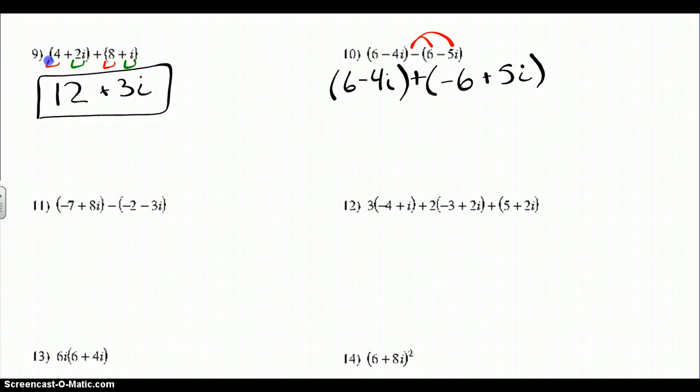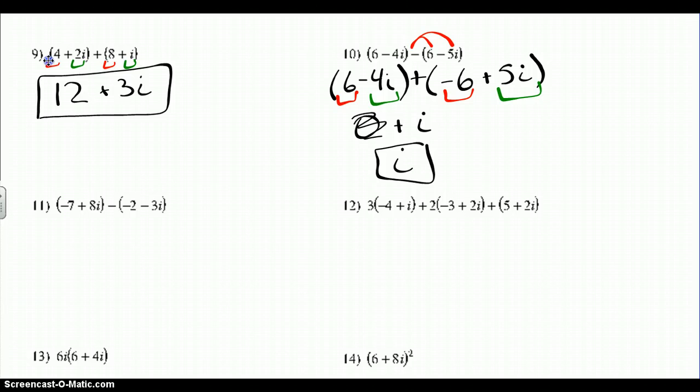Okay, so it's the same idea as the first one, but now we've made it into addition. Add my real parts. Add my imaginary parts. And 6 minus 6 gives me 0. -4i plus 5i gives me positive i. And I don't need this 0, so my final answer is just i.